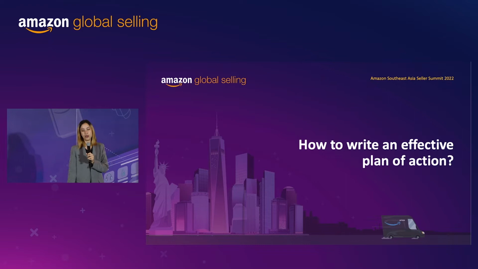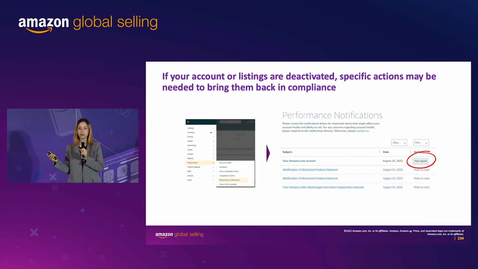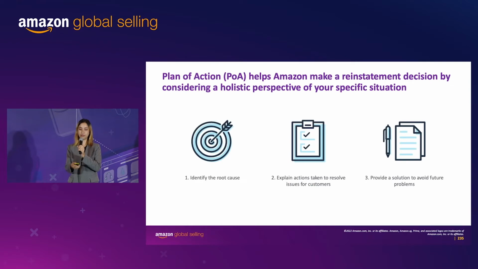So if your account or listings are deactivated, there are certain actions you need to take in order to get it back. You can visit the performance notifications. So again, go to the bar on the left, then go to performance, and then performance notifications. And then you can find enforcement-related actions and potential next steps. Most of the time, it includes writing a plan of action, or POA. So make sure you log into the marketplace where the deactivation happened or the violation occurred to submit an appeal. Yeah, you can see my circle there.